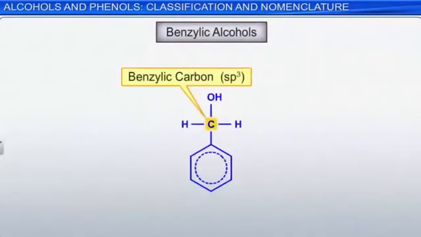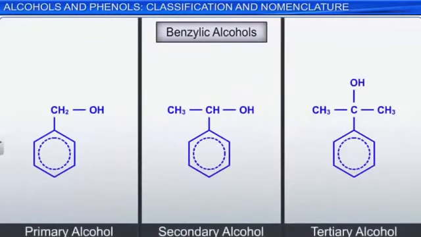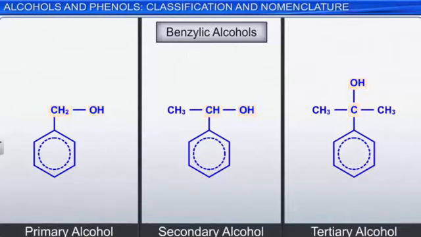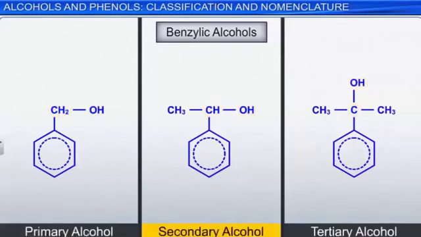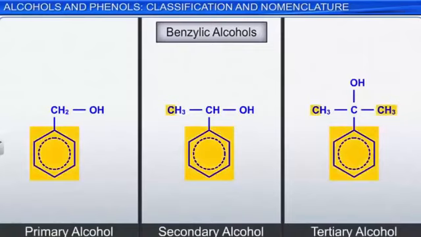A benzylic carbon has an sp3 hybridized carbon bonded to an aromatic ring. Thus, we can describe a benzylic alcohol as having a hydroxyl group attached to a benzylic carbon. The molecules illustrated here are examples of benzylic alcohols. Benzylic alcohols can also be classified as primary, secondary, or tertiary, depending on the number of carbon groups bonded to the benzylic carbon, as shown.